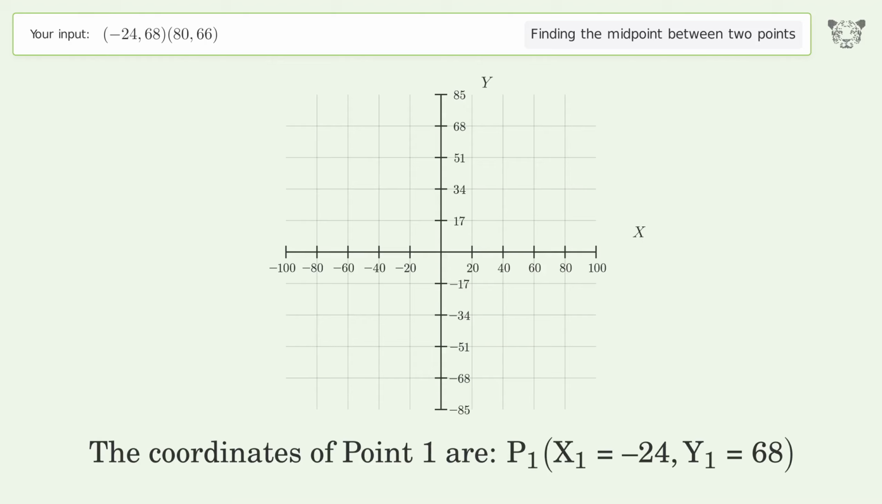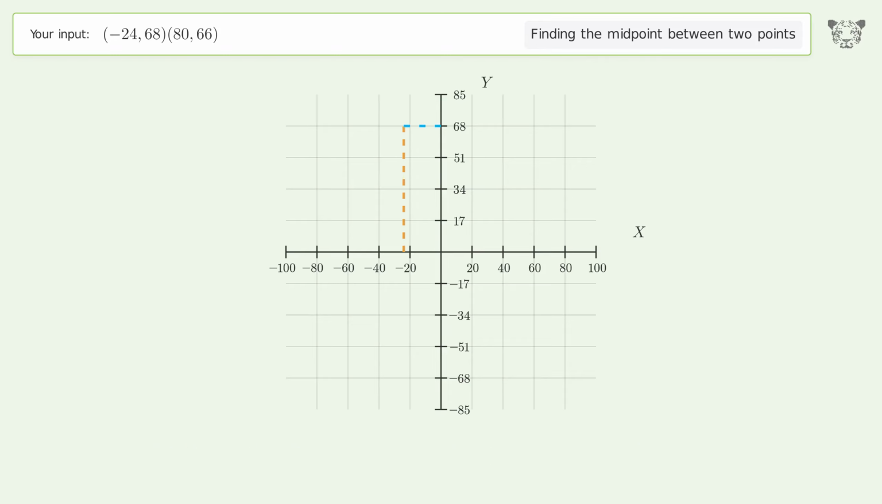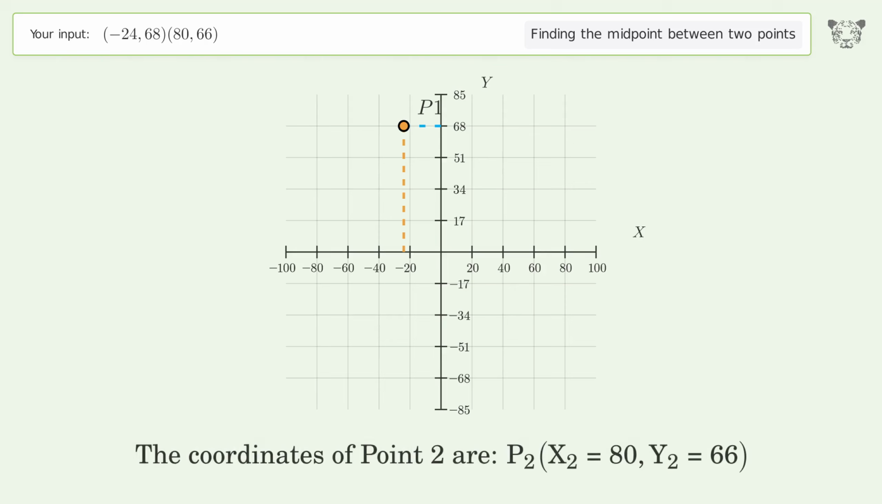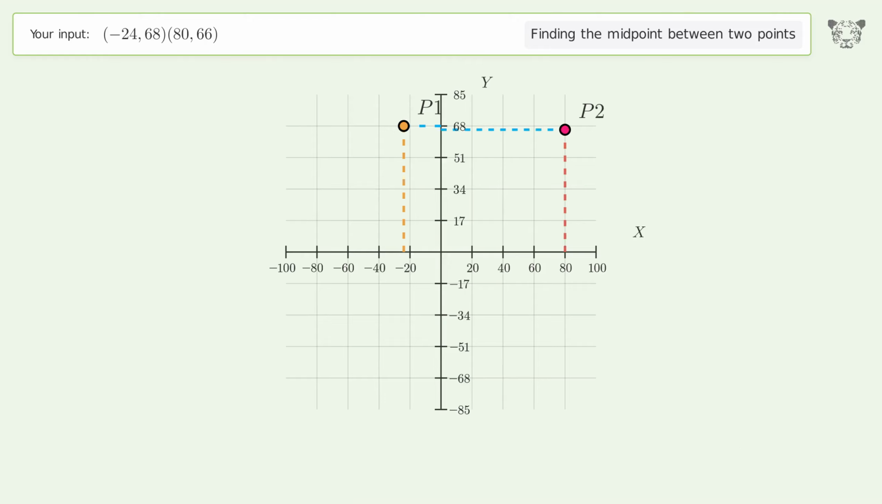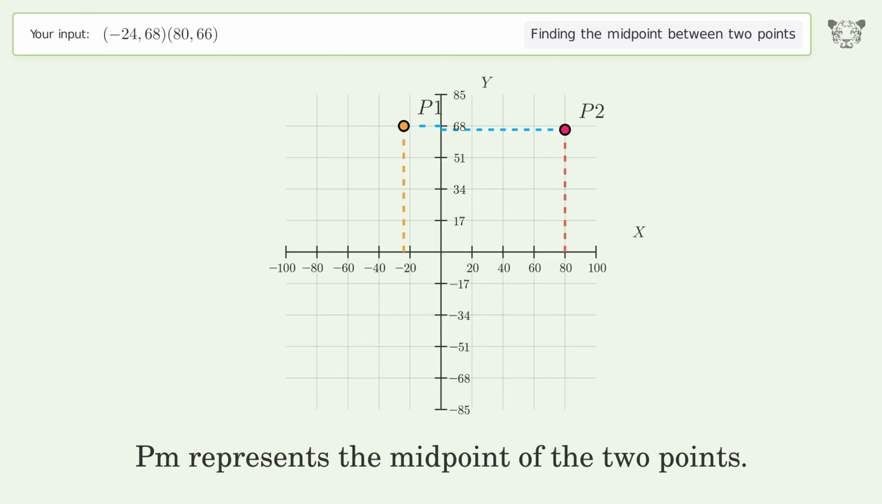The coordinates of point 1 are, x1 equals -24, y1 equals 68. The coordinates of point 2 are, x2 equals 80, y2 equals 66. PM represents the midpoint of the 2 points.